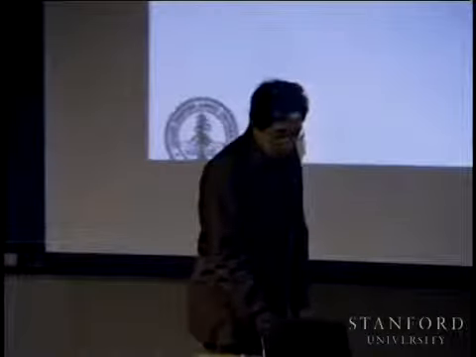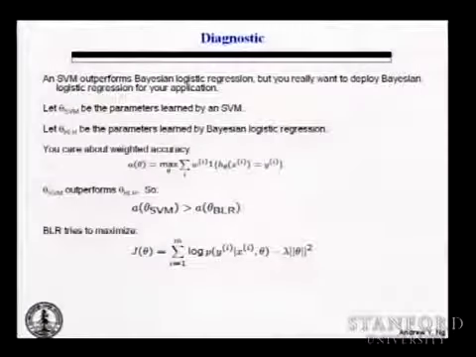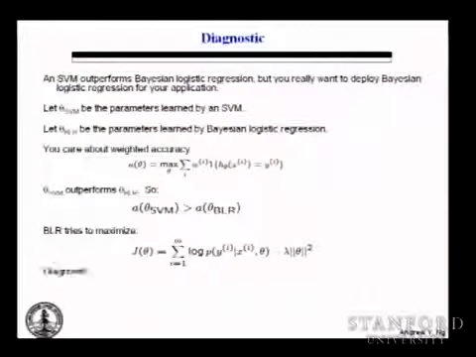Further, Bayesian logistic regression tries to optimize an optimization objective like that, which I've denoted J of theta. And so the diagnostic I'll choose to use is to see if J of theta SVM is bigger than or less than J of theta BLR. Okay, so I'll explain this on the next slide. We know one fact. We know that the weighted accuracy of the support vector machine is bigger than the weighted accuracy of Bayesian logistic regression. So in order for me to figure out whether Bayesian logistic regression is converging or whether I'm just optimizing the wrong objective function, the diagnostic I'm going to use is I'm going to check if this inequality holds true. Okay? So let me explain this.